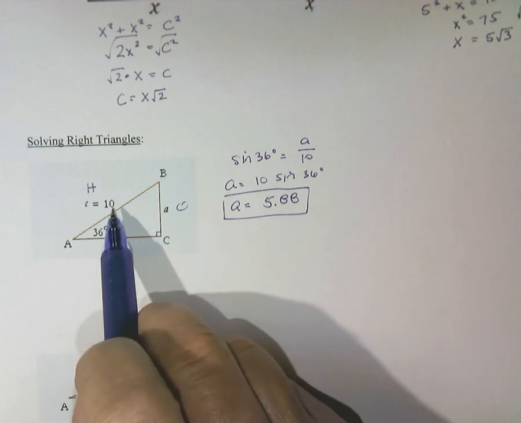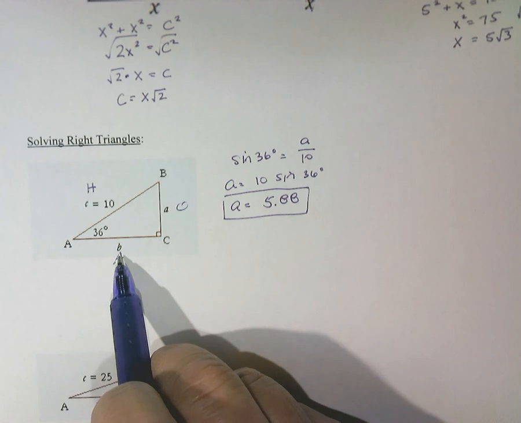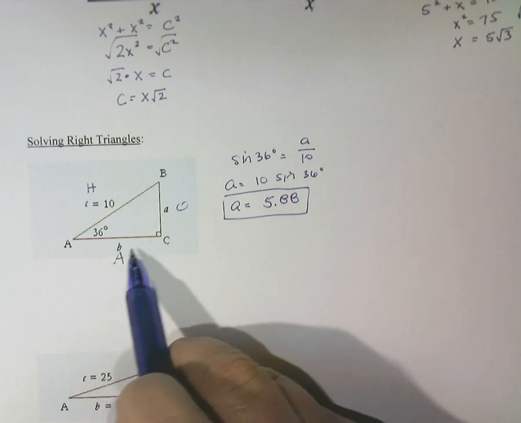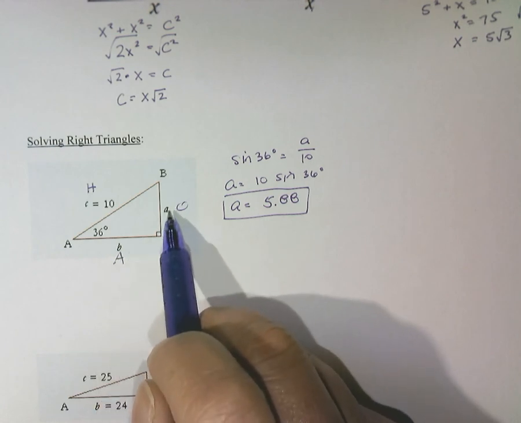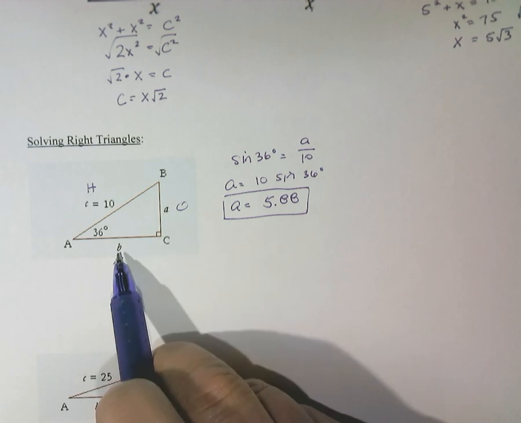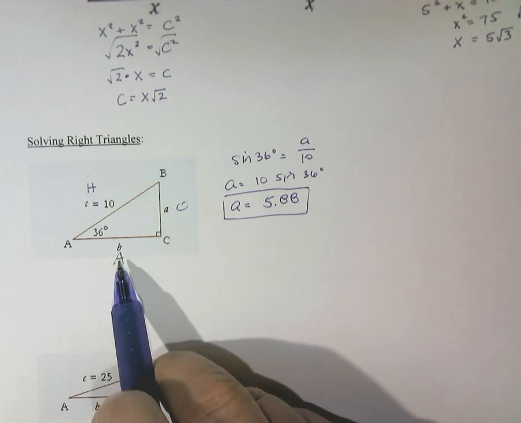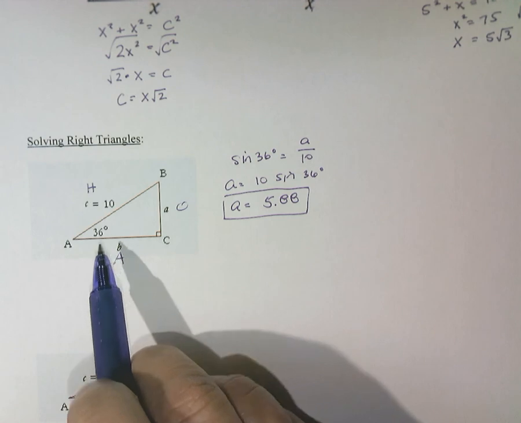I know A and I know C, and I could find B. But it's just not usually wise to do that, because what if I made a mistake finding A? Then that mistake would follow me along and also make a mistake at B. So I'm going to use trig.